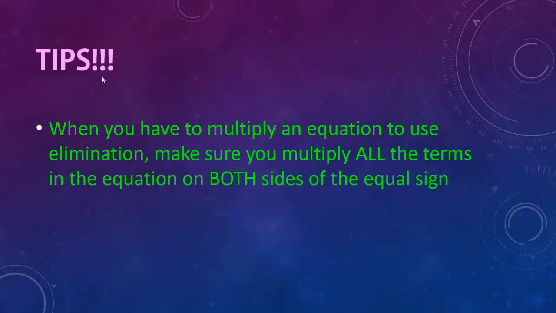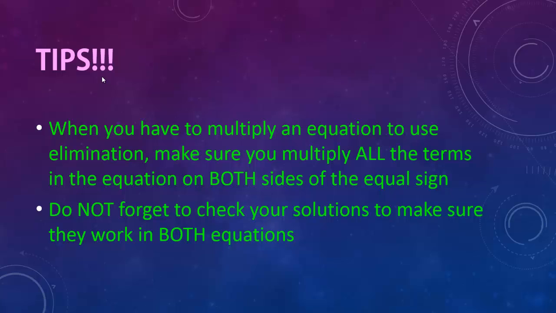When you have to multiply an equation to use elimination, make sure you multiply all the terms in the equation on both sides of the equal sign. I can't tell you how many times I see people only multiply one side. You've got to multiply the entire thing, both sides of the equal sign. And do not forget to check your solutions to make sure they work in both equations. That's the easiest way to determine if you have the right answer.